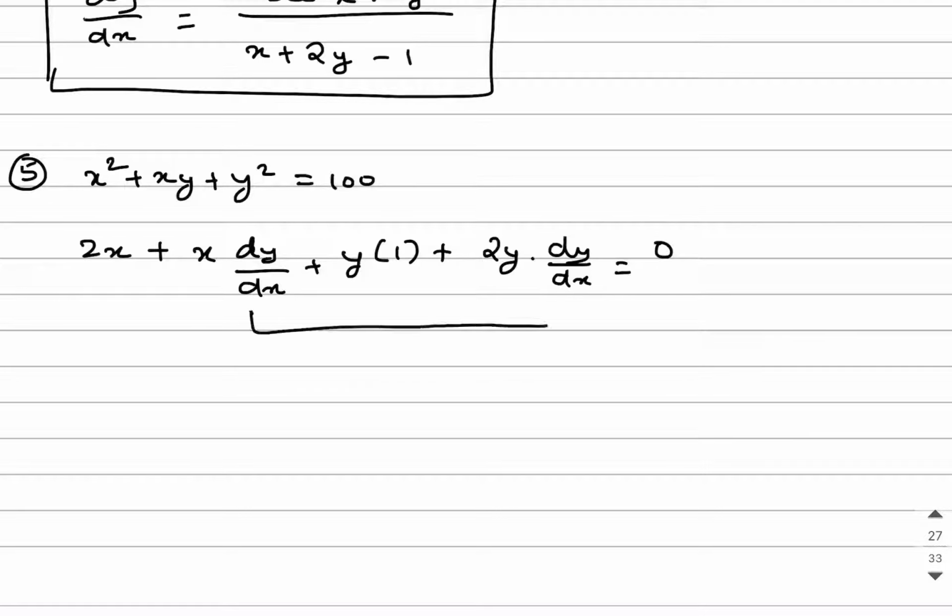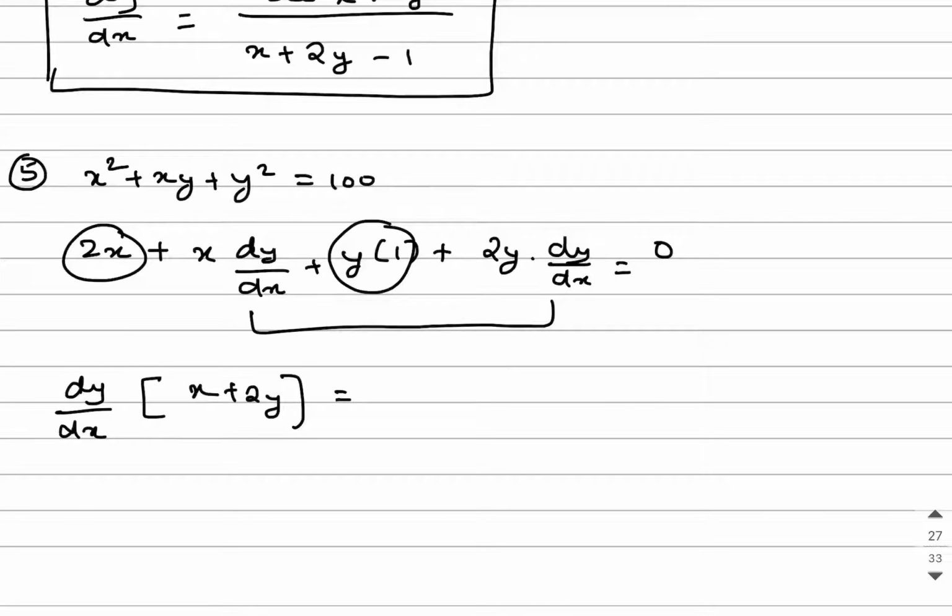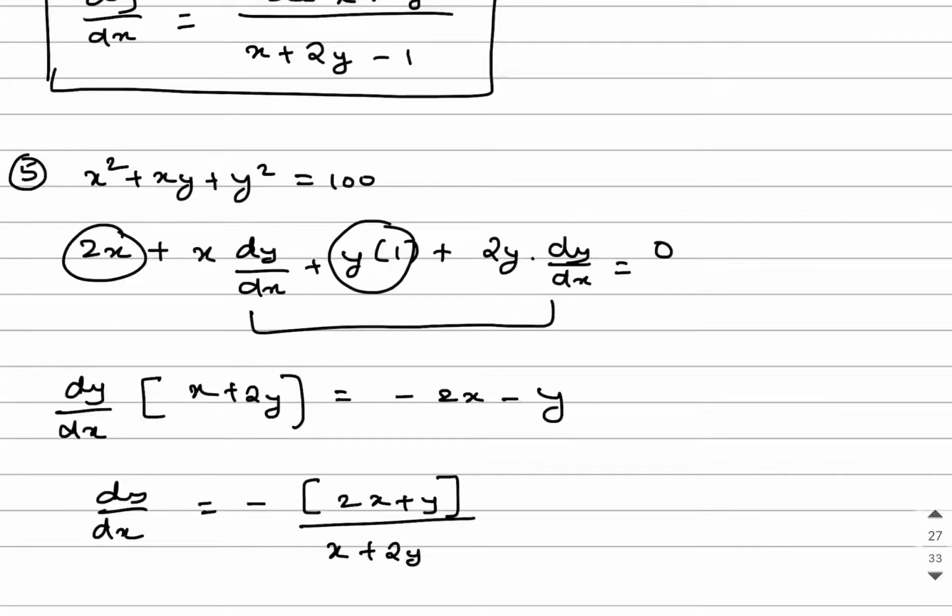So collecting all the dy by dx terms, we get dy by dx into x plus 2y is equal to, taking 2x and y to the other side, you will get minus 2x minus y. So dy by dx will be equal to minus of 2x plus y divided by x plus 2y. So this is the required answer.